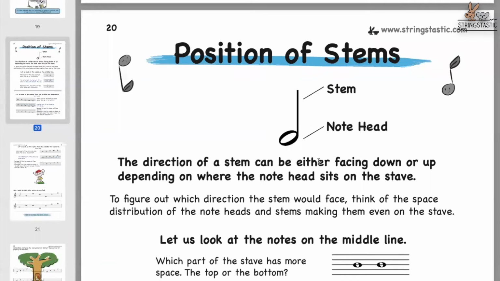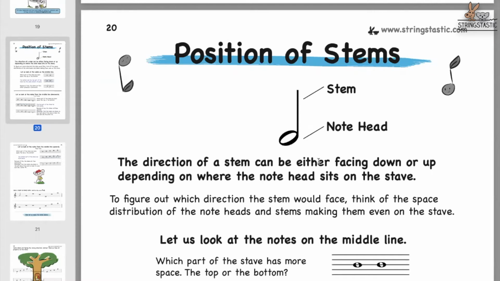Hi there. So today's topic we'll be looking at is position of stem. It's teaching students how to remember where the stem should be facing, whether it should be facing upwards or downwards, and which side of the note head it should be drawn on. So I'm going to take an example from my level 1 Stringstastic theory books for violin, viola, and cello. This is also available on the mini books and the graded books. So this is how I would explain this.